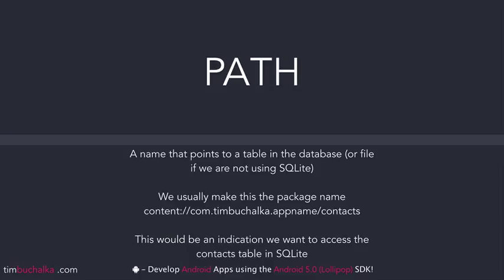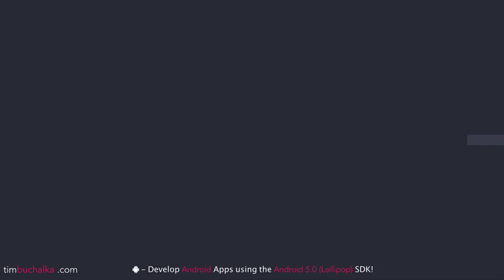So you can see on the screen there, content://com.timbachauca.appname/contacts would be sent using a content resolver to our content provider, saying this is what we want to access. The contacts is what we want to access. So again, in this example, that would be an indication we want to access the contacts table in SQLite.